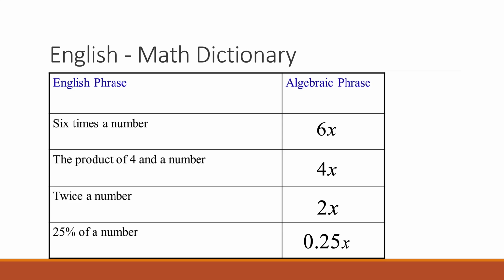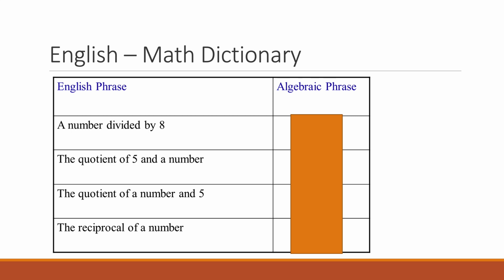25% of a number. This is one that we did mention back when we gave words for multiplication, but we hadn't done an example of it yet. Now we can. 25% of a number. You must convert that percent to a decimal. That's why it's 0.25. And of means multiply, so 0.25x.